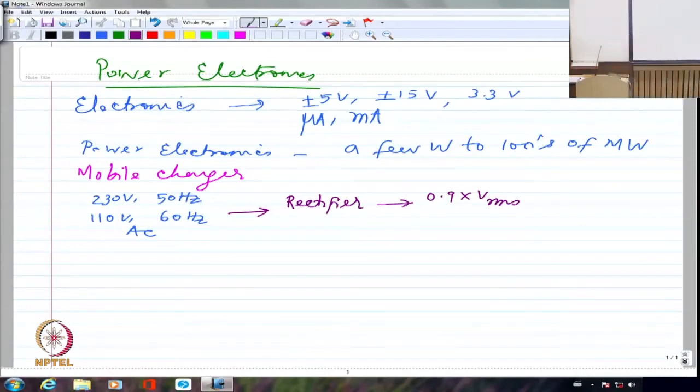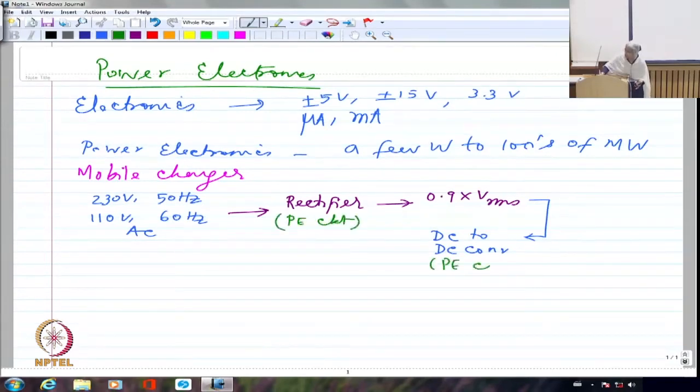Okay. Now this has to be stepped down to the voltage that is corresponding to the battery voltage of the mobile. So from here I may have to have a DC to DC converter, which is again a power electronic circuit. So I would say this is a PE circuit. This is also a PE circuit, power electronic circuit. Now the output of this will go to the battery.